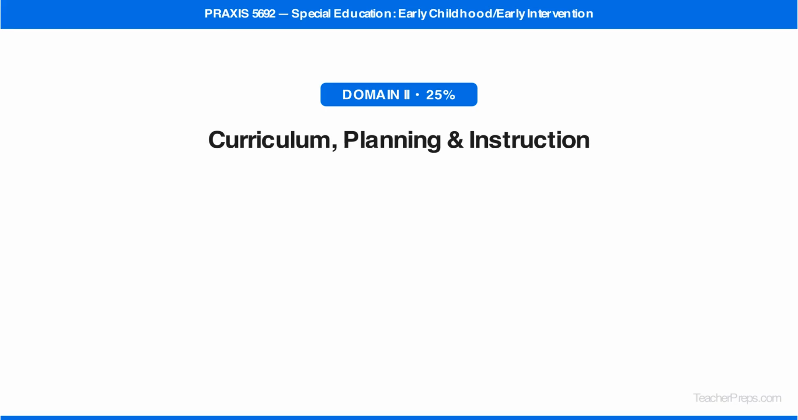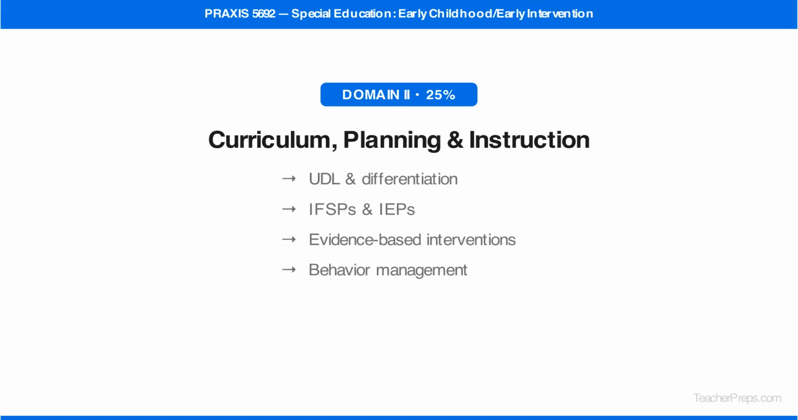Domain 2 is curriculum, planning, and instruction, the largest domain at 25%. It covers planning instruction for young children with disabilities, differentiation, evidence-based interventions, universal design for learning, and managing challenging behaviors.